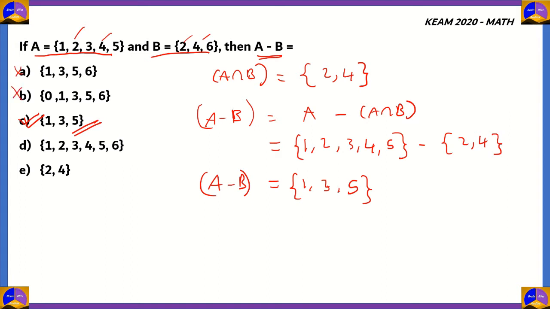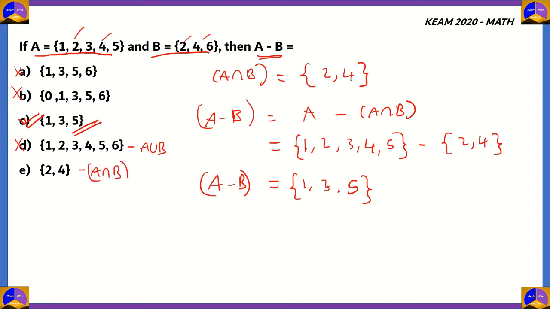And here you have 2 and 4, which are present in set B, and 6, which is present in set B but not in set A. So option D is basically A union B, which is not the correct answer we're looking for. And 2, 4 refers to A intersection B.